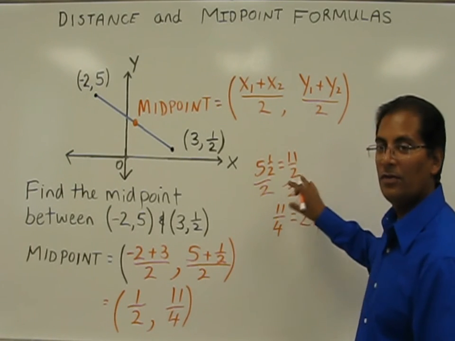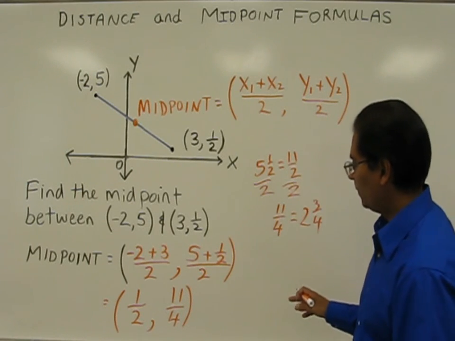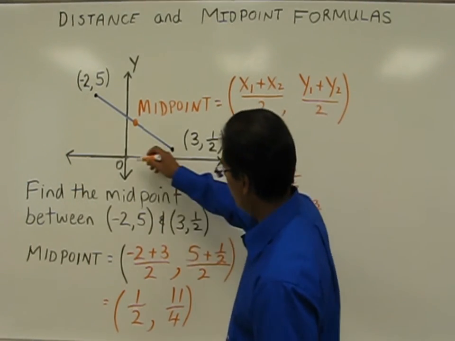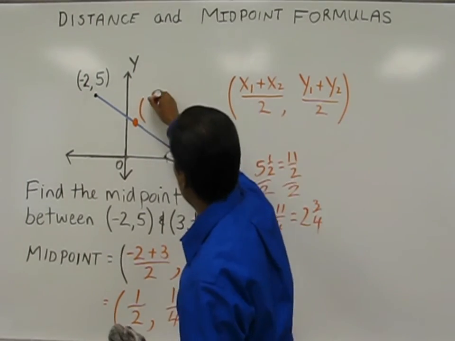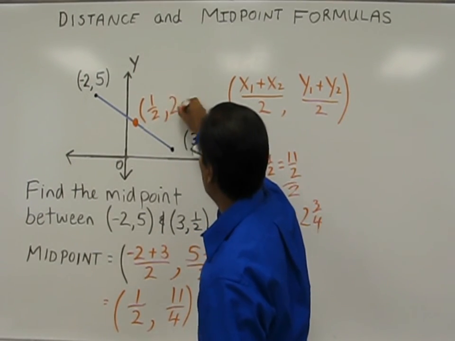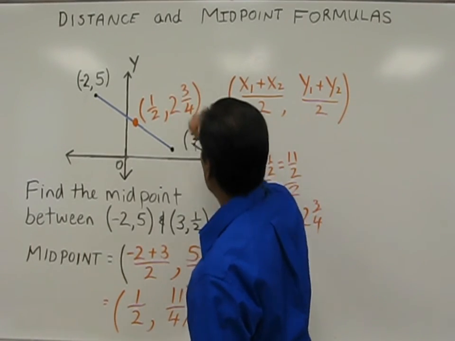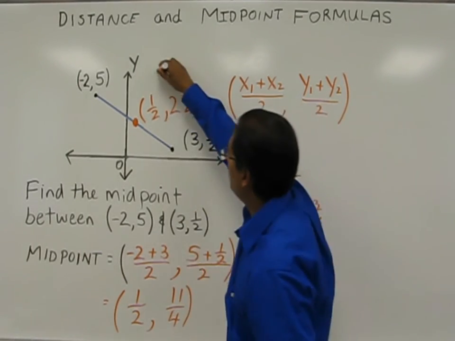So just so we know, this is our scratch paper work here. Okay, so our midpoint is at 1/2, 2 3/4. That's the coordinate of this point right here. 1/2, 2 3/4 is our midpoint. We call it M.